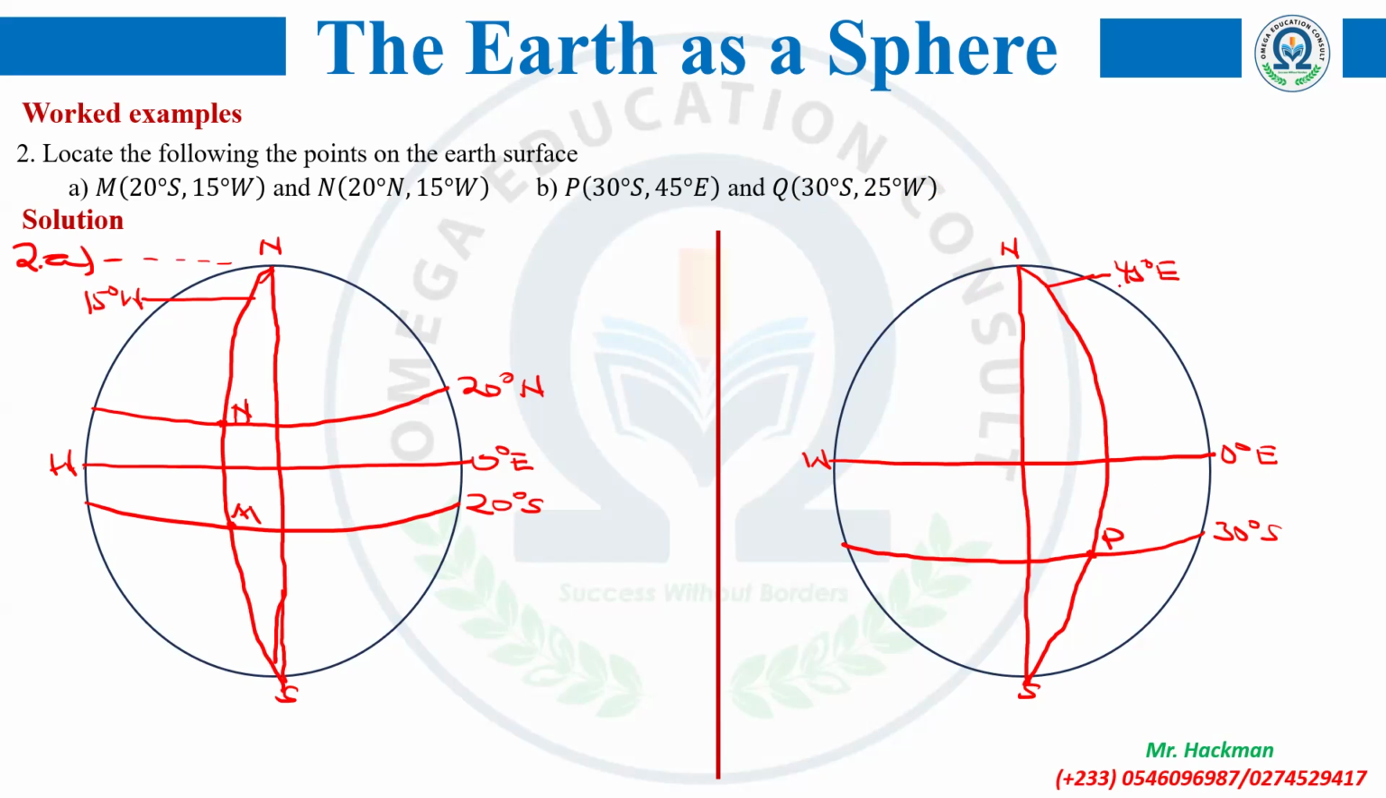Remember, this one is 45. So 25 should look closer to this line than to this. In this case, we are going to draw that one a little closer, though it's not drawn to scale. Do you get the point? So this will give you your 25 degrees west. Where this 25 degrees west and the 30 degrees south meet, that's where your point Q is going to be.